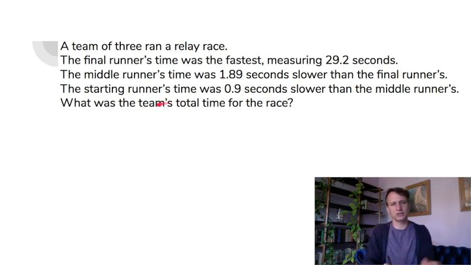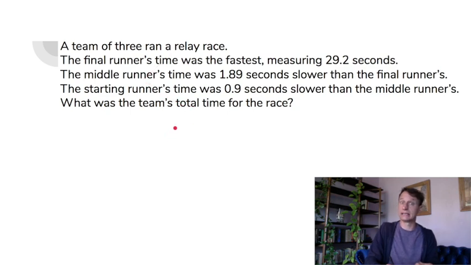All right. And then the starting runner's time was 9/10 seconds slower than the middle runner's. So we're going to add on this and then add on this. But then the question is what's the total time for the team? Because it's a relay race and, I'll assume you know, but I'll explain anyway. It's run in 3 parts in this case. So they have a baton and they hand it off first runner to second runner to the third runner, okay? So you compile the times together.